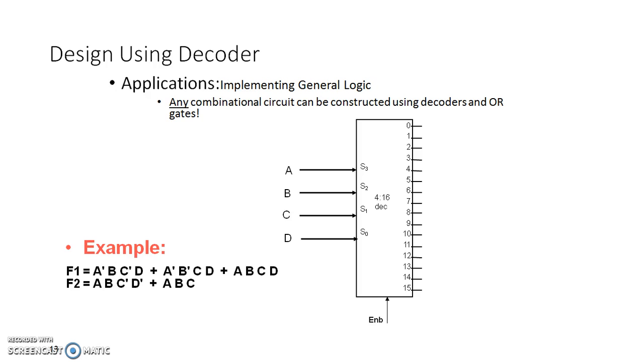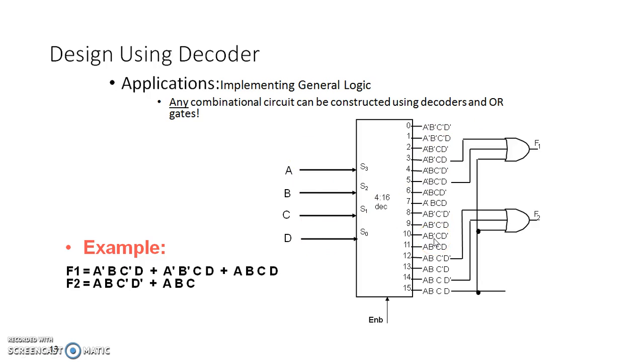They have given us 2 functions, F1 and F2. If I look at this function, it's a 4 variable function. So I require a 4 input decoder. When I have 4 inputs, I'll have 16 outputs, and they've given us 2 functions. So how many functions do I have? I should have so many OR gates. So F1 is a function of 4 variables. They have given us 3 terms. Those 3 terms I'll give as input to the first OR gate.